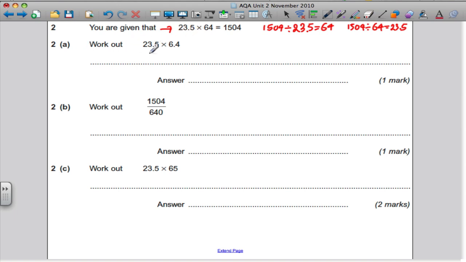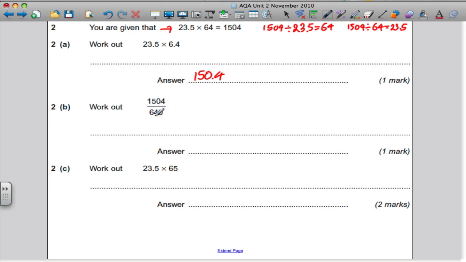Okay, let's look at 2a. Work out the following. 23.5 times 6.4. It's very like what you're given above, apart from the second number is 10 times smaller, it has been divided by 10. So we just divide our 1504 by 10 and we get 150.4.